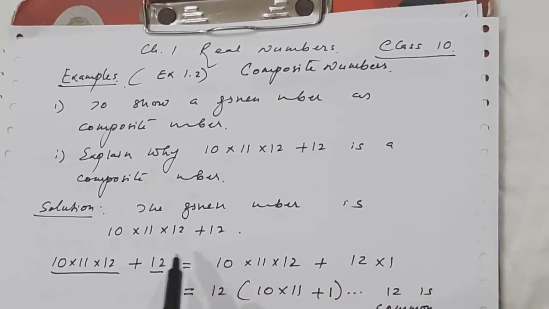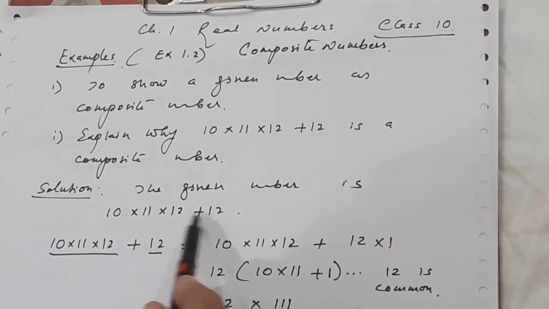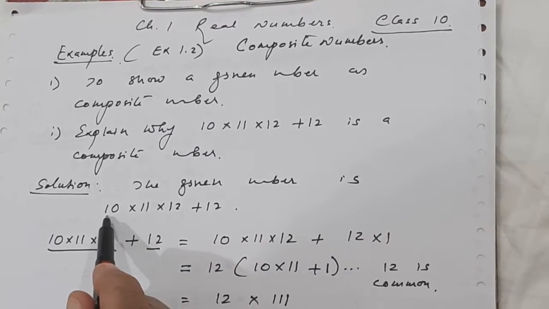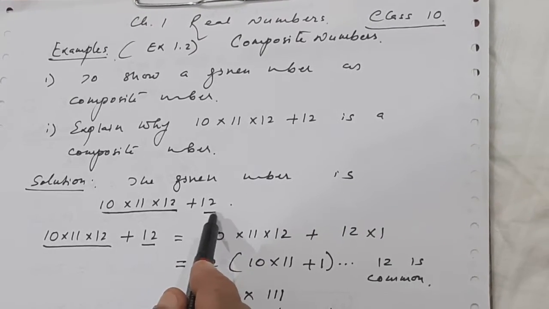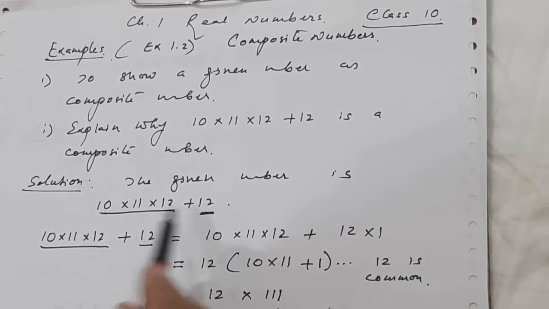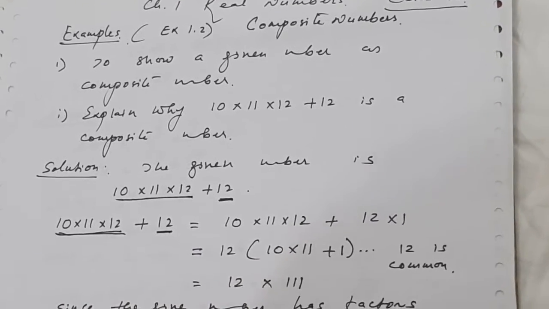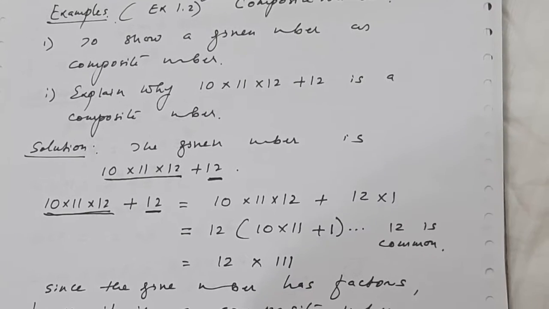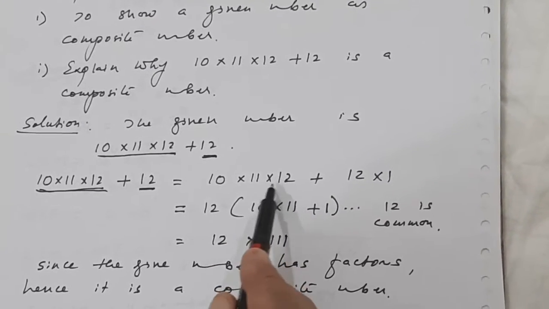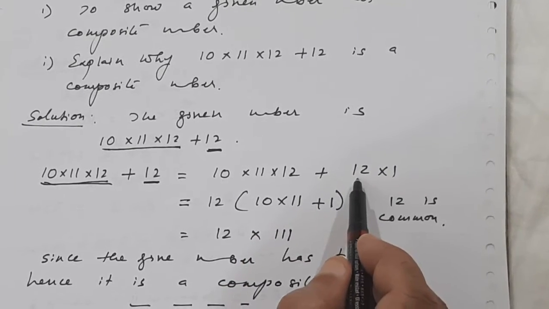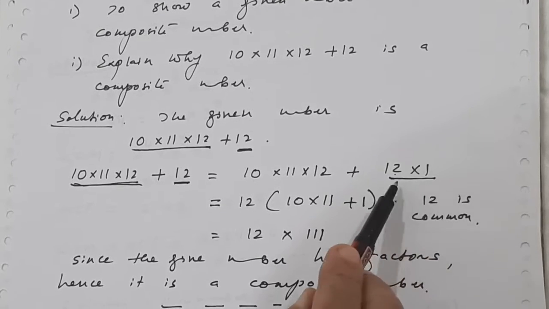Let us start. The given number is 10 into 11 into 12 plus 12. Now this is the product of three numbers 10, 11, 12 and then 12 is added. So there are two terms here. So this is one term and this one. Separate the two terms in your mind. Now the first term 10 into 11 into 12 can be written as it is, and 12 can be written as the second term. 12 can be written as 12 into 1.